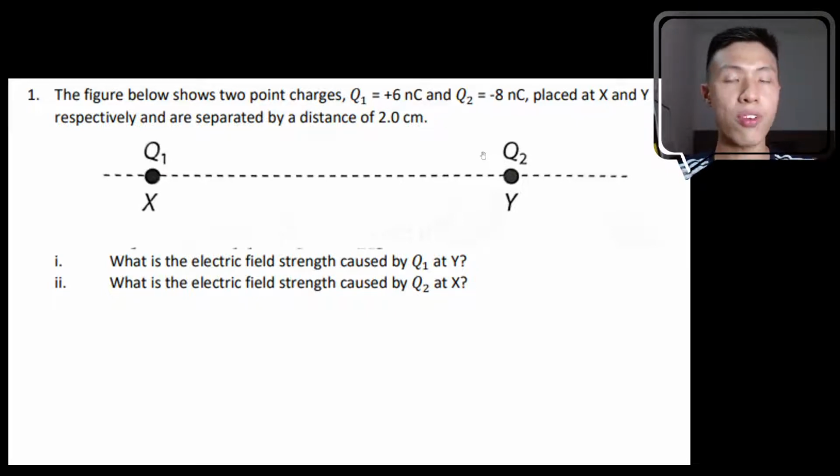Okay, so you have to be very clear what produces what. The electric field at position Y is not produced by Q2. The electric field at position X is not produced by Q1. So you have to be very clear what is producing what at what position.